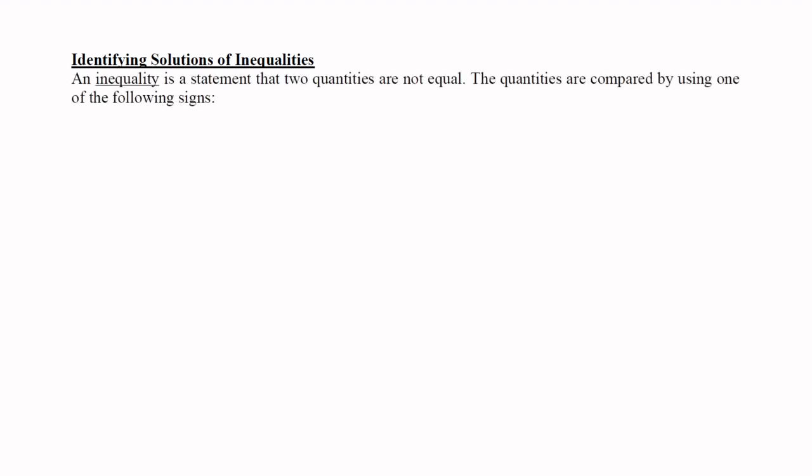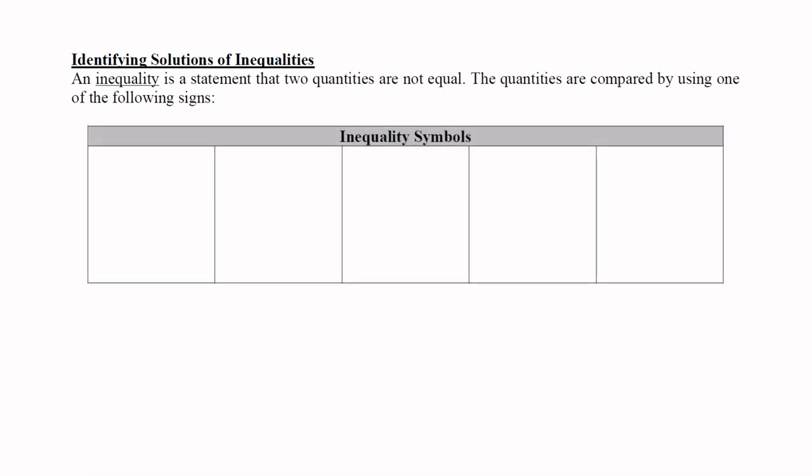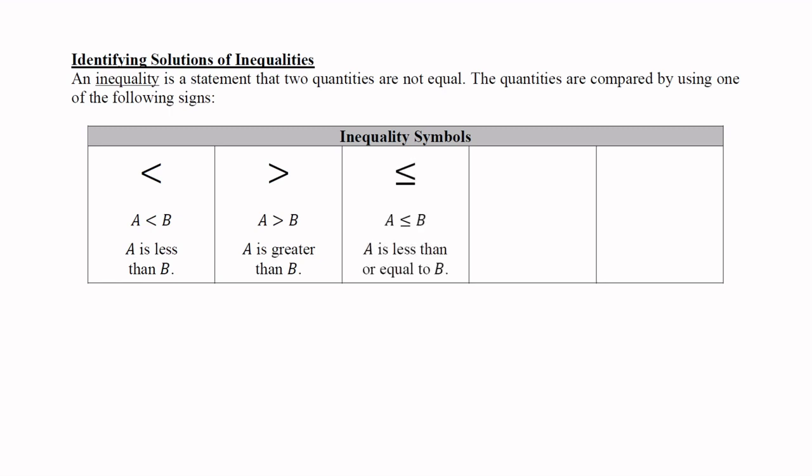An inequality is a statement that two quantities are not equal. The quantities are compared by using one of the following signs. We have less than, read as A is less than B. Greater than, read as A is greater than B. Less than or equal to, read as A is less than or equal to B. Greater than or equal to, read as A is greater than or equal to B.